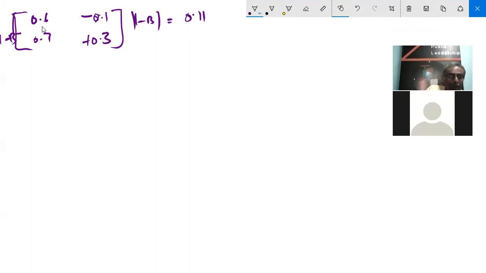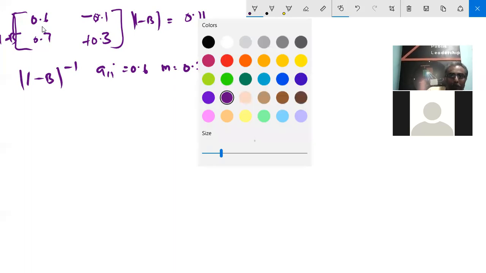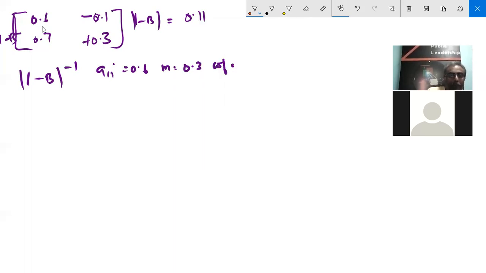Now what you have to find out? I minus B inverse you have to now find out. Okay, inverse of I minus B. That means inverse of this one. So A11 is equal to 0.6. Then minor is equal to 0.3. Then cofactor is equal to how much? Cofactor is equal to minus 1 squared into 0.3. That is equal to 0.3.